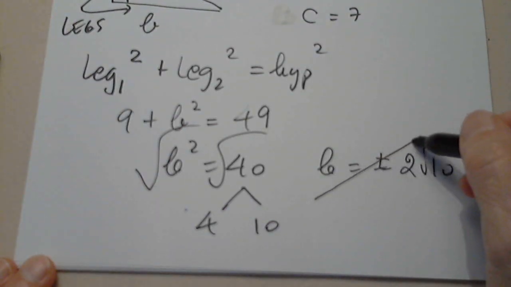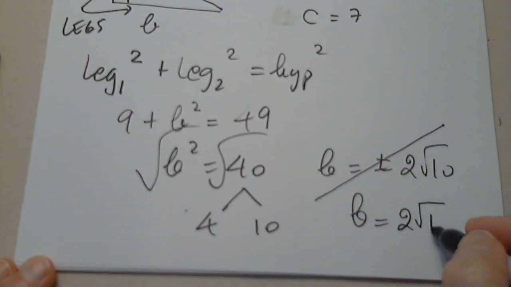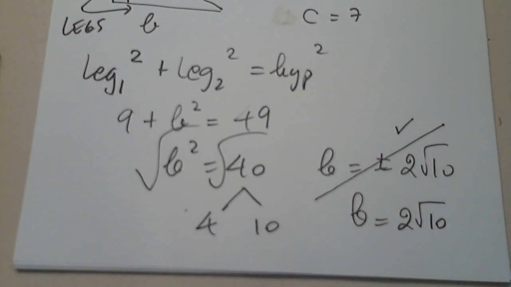And then I will say no, only because b is a length, so it has to be positive. This is correct algebraically, but incorrect when it comes to a side. It's a length, and the length cannot be negative. So algebraically it's correct. The answer is plus or minus 2 times the square root of 10, but because b is attached to a length, the negative solution cannot be accepted.